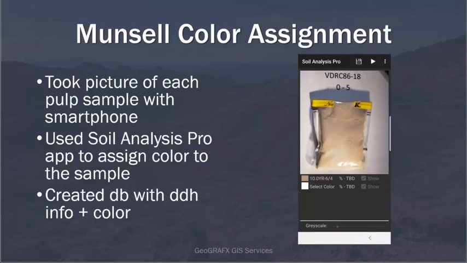The Munsell color code was designed as a visual color system for classification of rocks, sediments, and soil. Steve Van Noort found this to be very useful at Picacho. So what we did was we took pictures of each pulp sample with a smartphone, and we used an app on the phone to assign color to the sample. From there, we created a database with the drill hole information and the color codes.